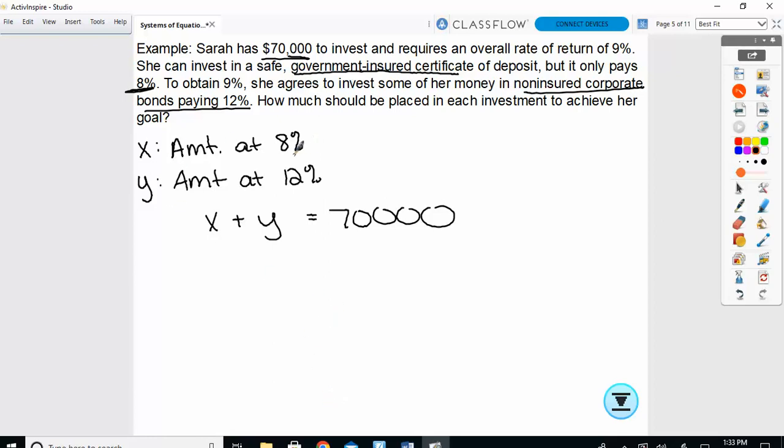Okay, so let's talk about the interest. If you put X amount of dollars in here and it pays 8%, then your interest would be 0.08x. Plus, what would this one be? Okay. Overall, what kind of interest rate am I trying to get? 9%, so it has to equal 0.09 times my total, which was 70,000.